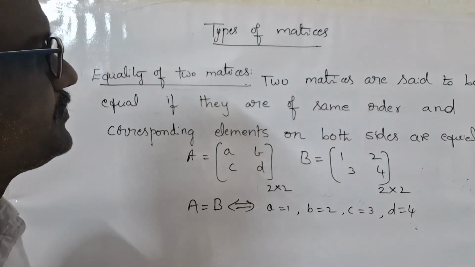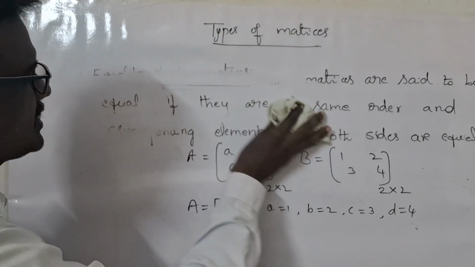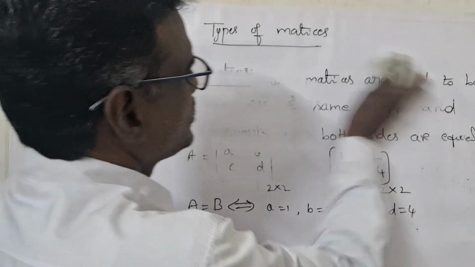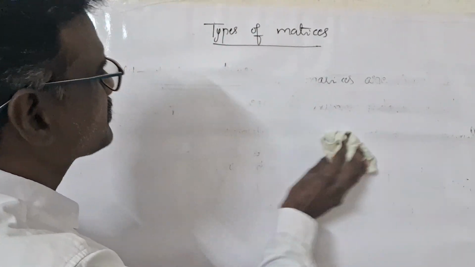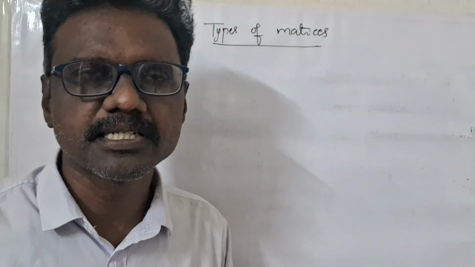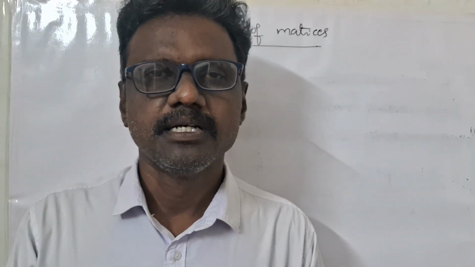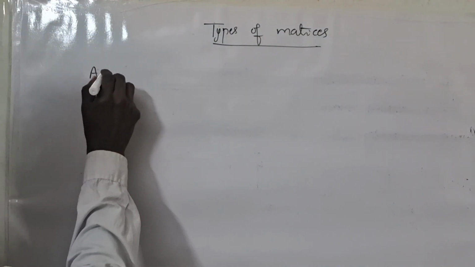Next, algebra of matrices. Algebra means algebraic operations on matrices. Algebraic operations means addition, subtraction, multiplication, division. Of course, division of matrices will not be there. Addition, subtraction, multiplication.